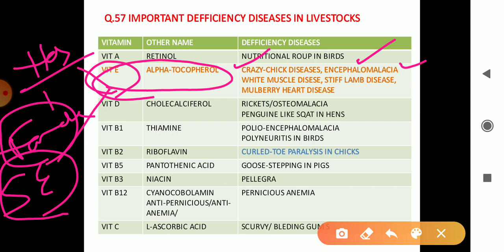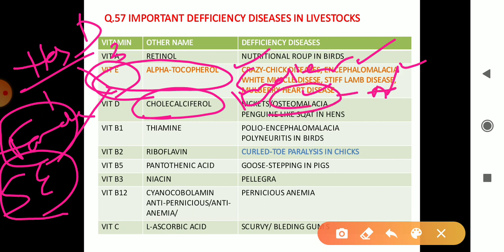Coming to vitamin D, the most active form is vitamin D3, and it is known as cholecalciferol. We know rickets and osteomalacia: rickets in the young one, osteomalacia in the adult one. The penguin leg squat in case of hen; I mean, this position of the leg is just like a penguin's. Thiamine is very popularly known as vitamin B1. This causes polioencephalomalacia and polyneuritis in birds.